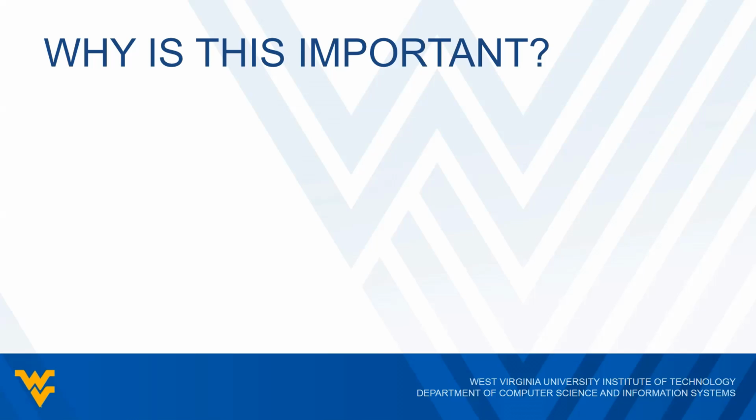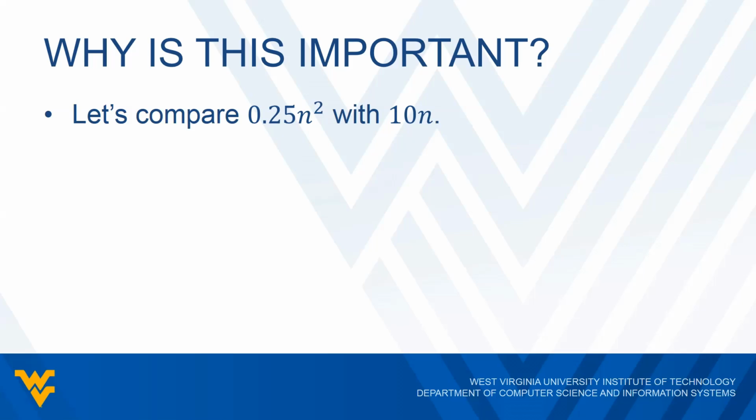Now you might think, okay, n squared, that doesn't sound too bad, right? Well, why do we care about this? Why is this important? Well, let's do some comparisons. Let's compare 0.25 n squared with something like 10n. And I think, well, that shouldn't be too bad, right?